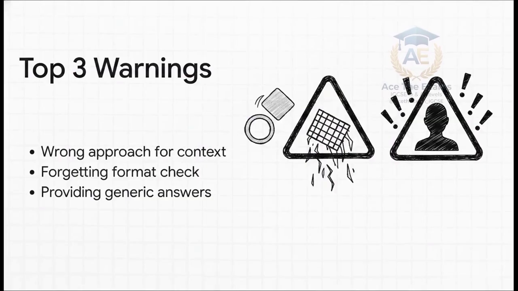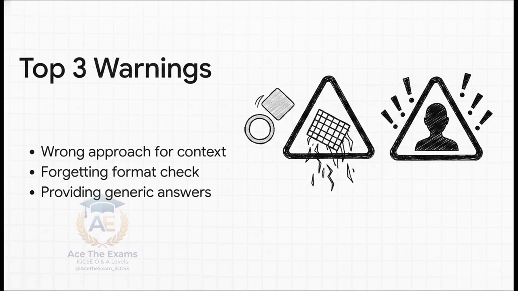I really want to systematically highlight exactly why that first generic answer fails so miserably. These are the top 3 examiner warnings pulled directly, word for word, from principal examiner reports. Warning number 1, using the wrong approach for the context. This is the classic trap. You memorize a formula perfectly, but you apply it to the entirely wrong scenario.